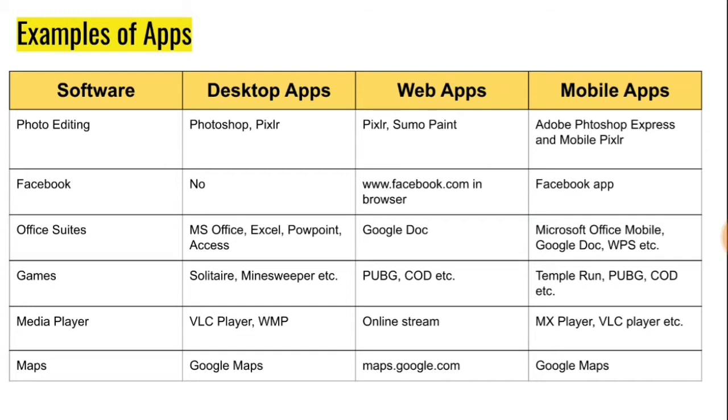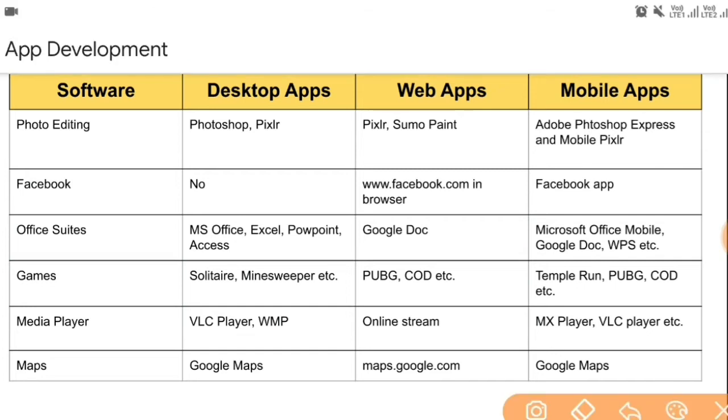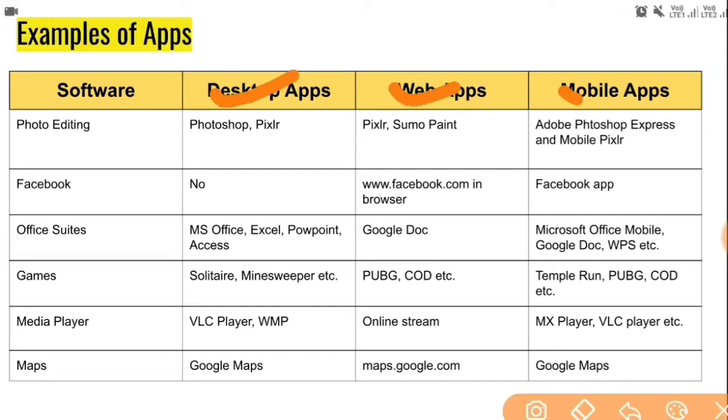There are several software available as desktop apps, web apps, and mobile apps. The first app that we are going to discuss is photo editing software. In this software, there are some desktop apps, some web apps, and some mobile apps. First we are going to discuss the desktop apps. It contains Photoshop and Pixlr. Photoshop is a photo editing software that runs on your desktop, and Pixlr is also a photo editing software which runs on desktop.